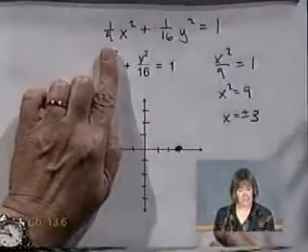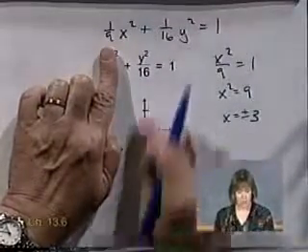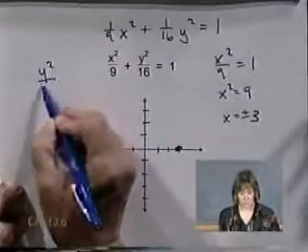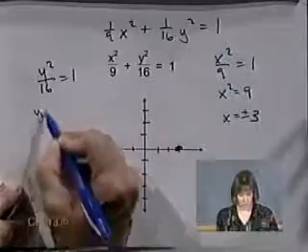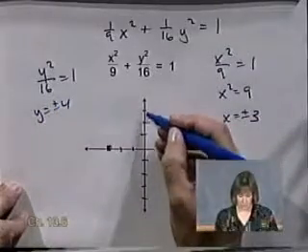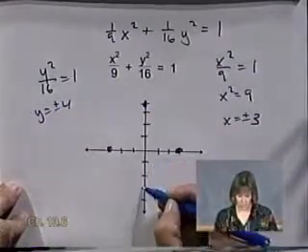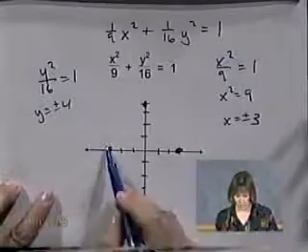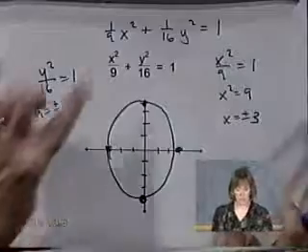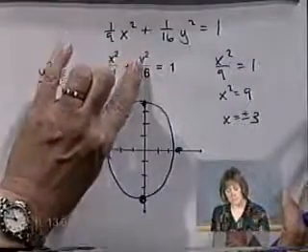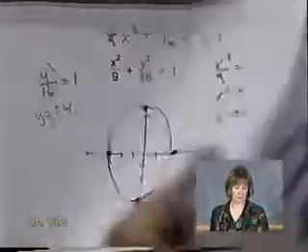And if I let x be 0, that means I'm along the y-axis, I get y squared over 16 is 1. So what's y? Plus or minus 4. 1, 2, 3, up 4. 1, 2, 3, 4. And here's my ellipse. Okay? So when you have positive x squared plus positive y squared equals positive number, you have an ellipse.